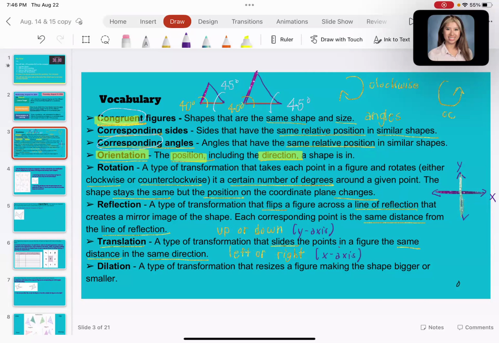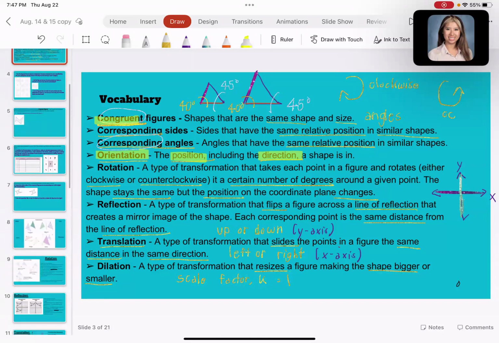Lastly, we have the word dilation. Dilation is a type of transformation that resizes a figure, making the shape bigger or smaller. So usually the shape gets bigger or smaller. Dilation can actually make the shape stay the same if the scale, which I'm going to include as a bonus vocabulary word, we use the letter K to represent that, is equal to 1. And we'll talk more about this when we go into each of the 4 transformations more in depth.